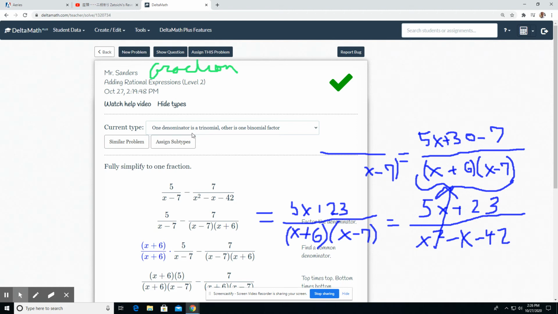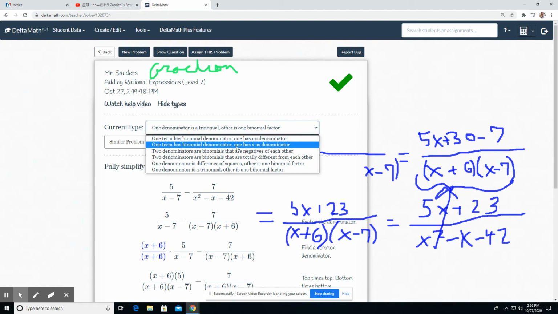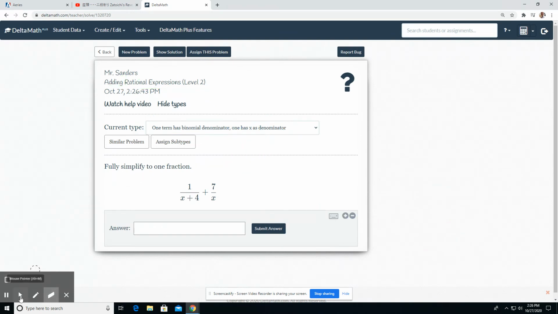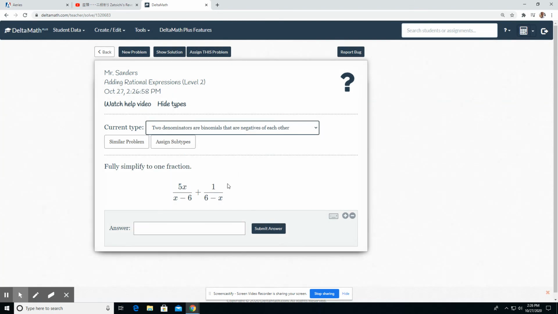So one denominator is a trinomial, the other is a binomial. That's what I have. Just see what they have. One term, it's good to see what they're giving you. One term has a binomial denominator. One term has an x denominator. Okay, so you just multiply those together, have that common denominator. Two denominators are binomials that are negatives of each other.